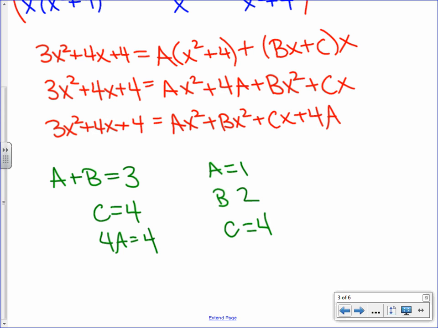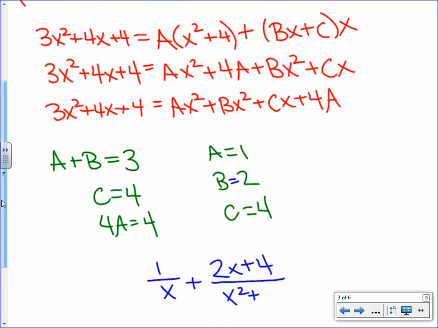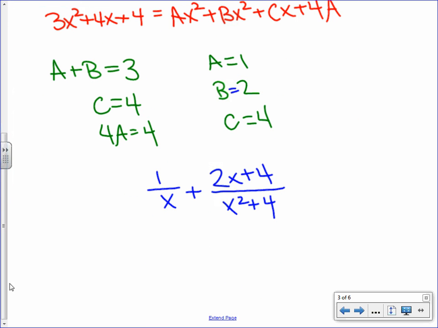Now we have A, B, and C. To write our partial fraction decomposition of 1 over the X. So A over X plus BX plus C over X squared plus C.